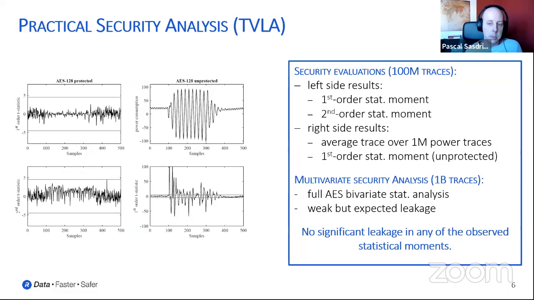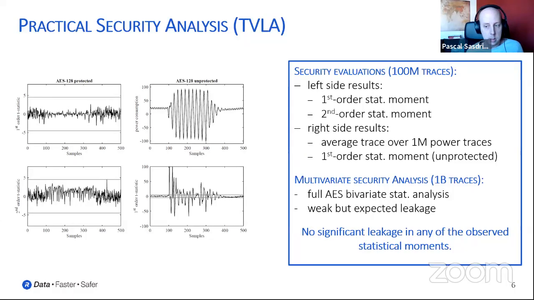So using the encryption-only architecture with protected key expansion, we eventually also performed some practical security evaluations using TVLA for univariate and multivariate analysis. And we confirmed our theoretical security analysis because we could not observe any significant leakage in any of the observed statistical moments, even using up to 100 million power traces.